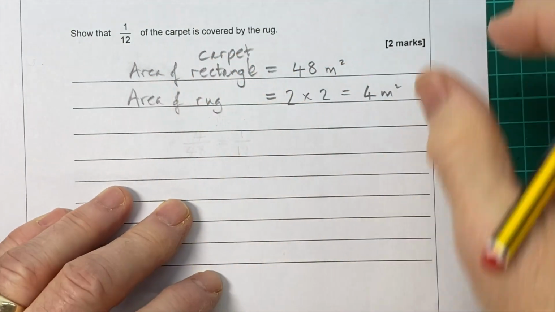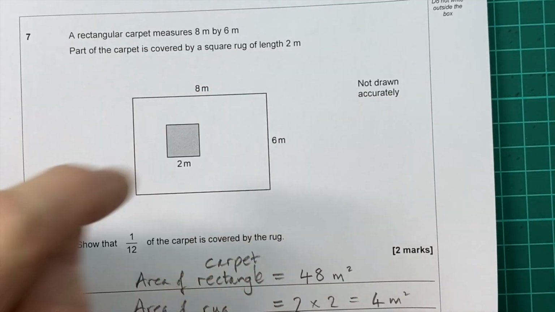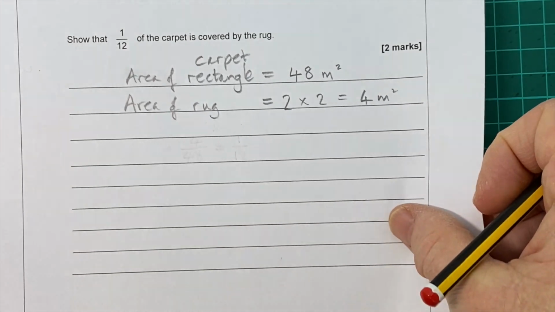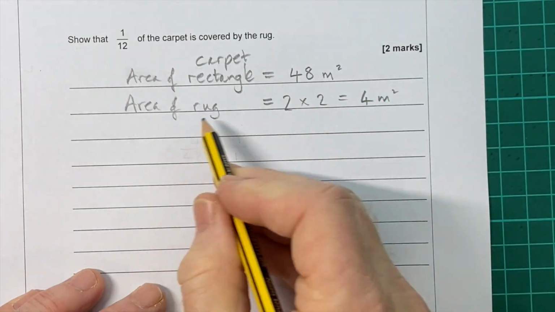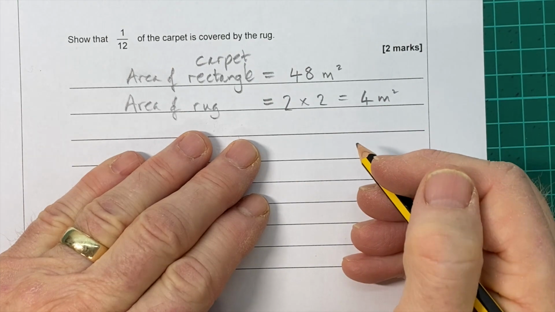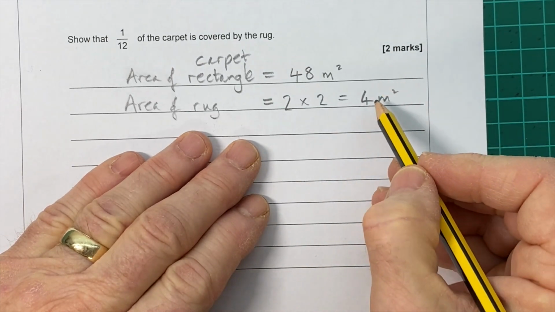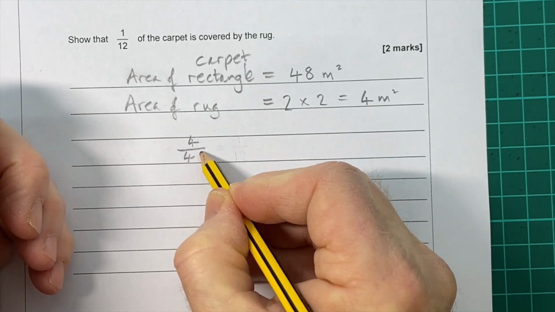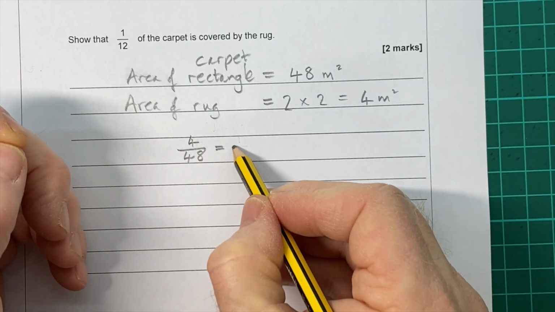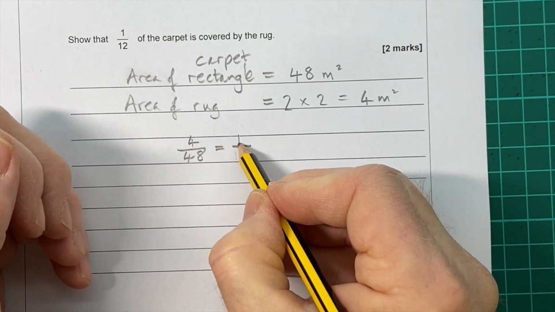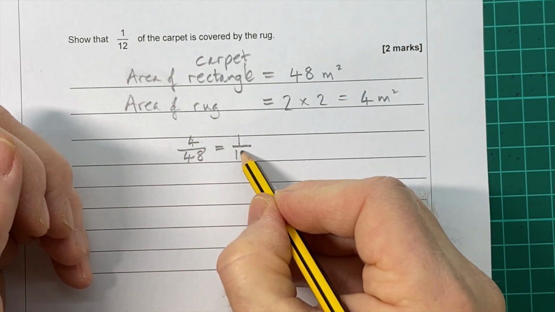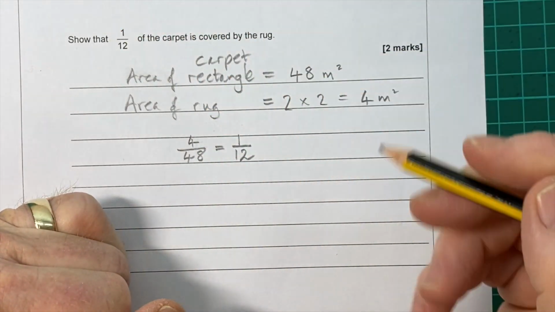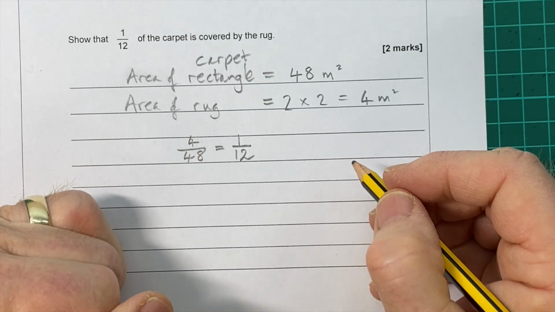The area of the carpet, look at the picture again, there's the carpet, there's the rug, and we found that the area of the carpet was 48 square meters. The area of the rug is 4 square meters, and so we can simply say that the rug compared to the carpet is 4 over 48. And all we have to do now is to simplify that. Divide the top by 4, we get 1. Divide the bottom by 4, we get 12. So 4 out of 48 is 1/12. So we have shown that 1/12 of the carpet is covered by the rug.